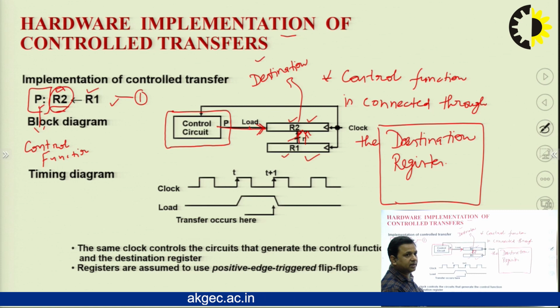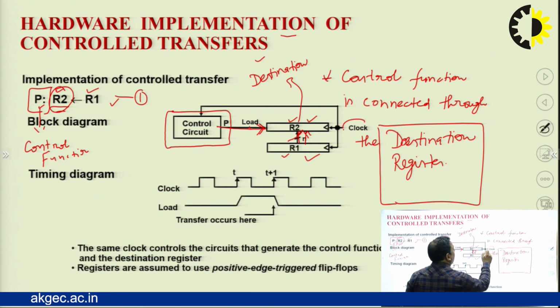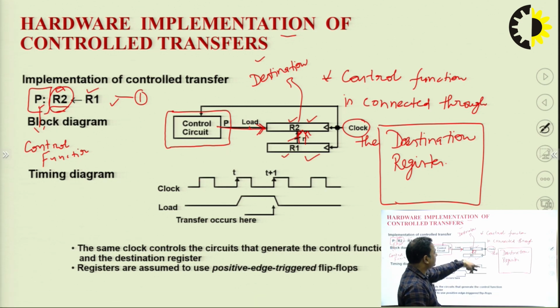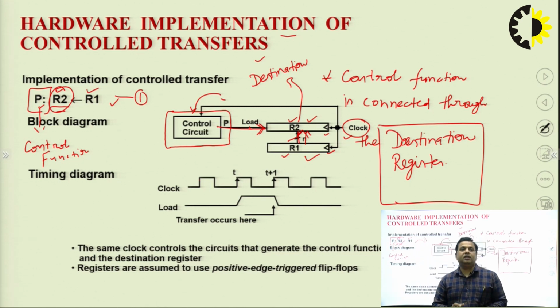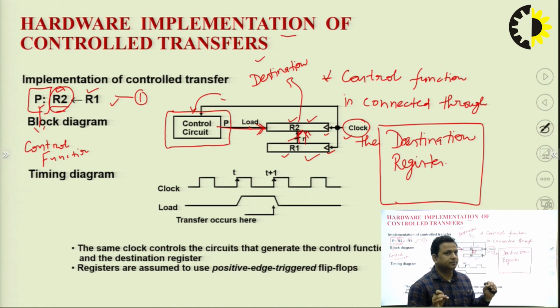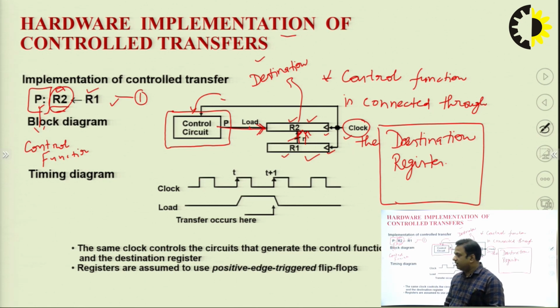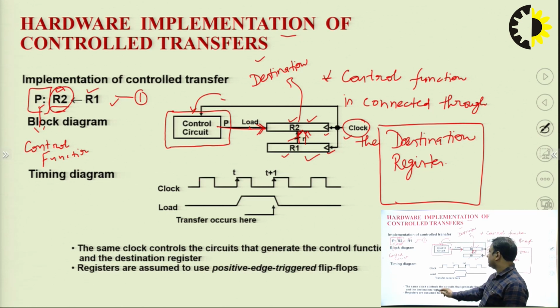Next point to be taken care of is the clock. Each register must be synchronized with the clock. What we see here is that this clock is attached with register R2, register R1, and the same clock is connected with this control function. That means the control function and the related registers must be synchronized with the same clock. So this is the overall process to design the hardware implementation of the control transfer. Here I have also written that the same clock controls the circuit that generates the control function and the destination register. Registers are assumed to be positive edge triggered flip-flops.